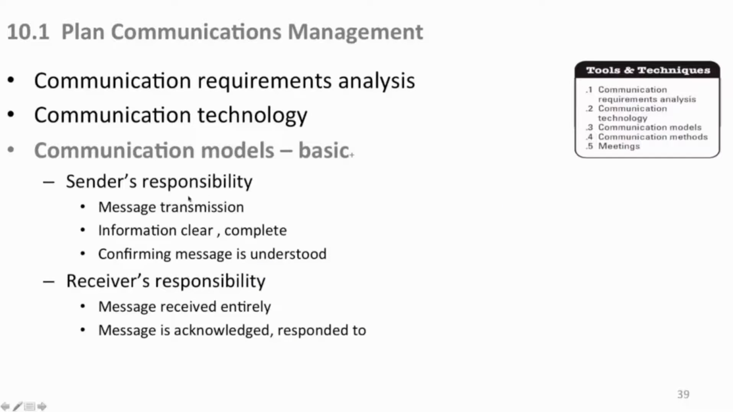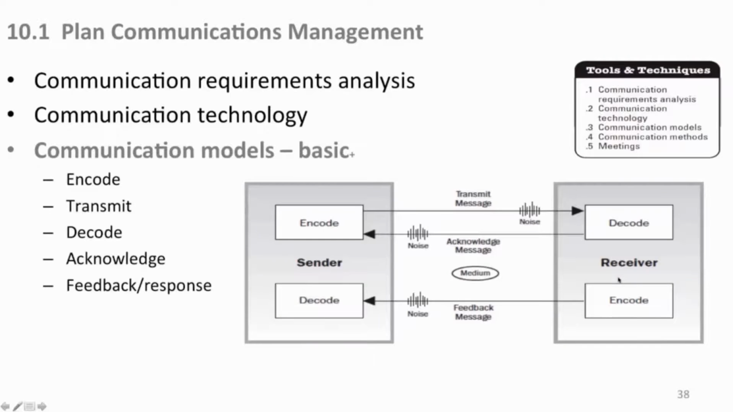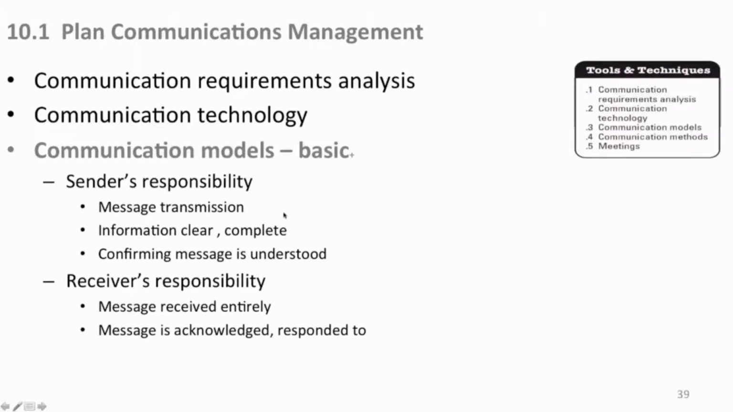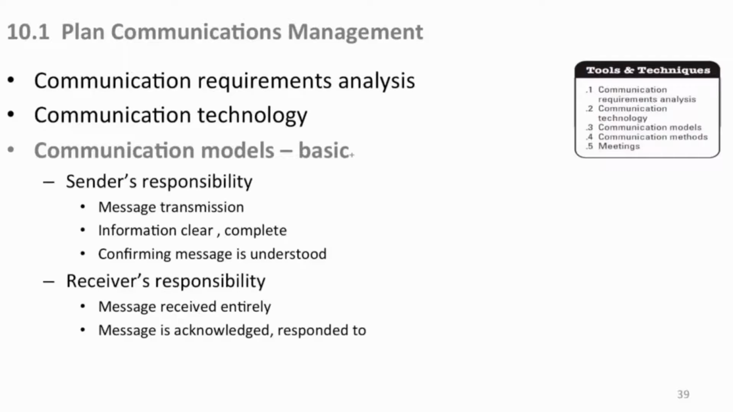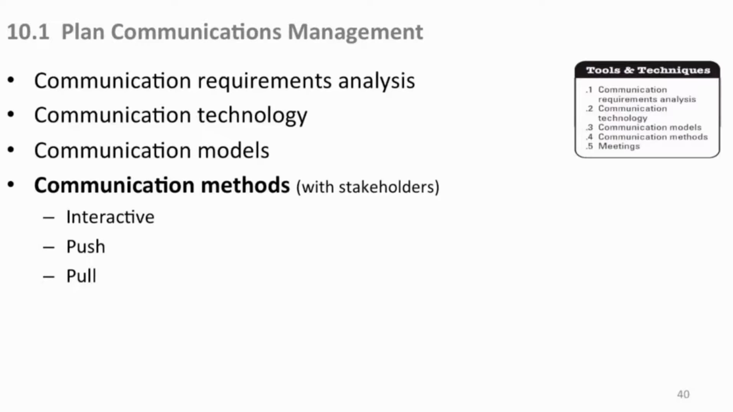So the sender's responsibility, let's look at that one more. Okay, the sender over here, receiver over here. The sender's responsibility is to transmit the message, make sure it's clear and concise when they send it, and that he wants to know that there's a confirming message that is understood. Now your receiver's responsibility is to receive the message in its entirety and to acknowledge back and then to respond to it in some manner. That's the model. So know this, that's your basic communication model.